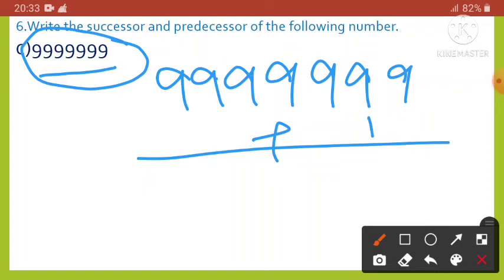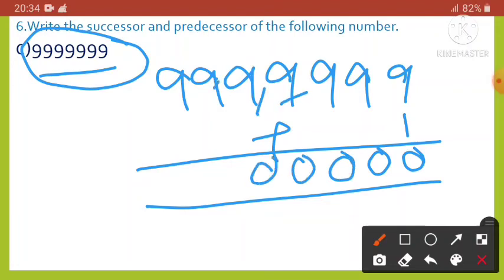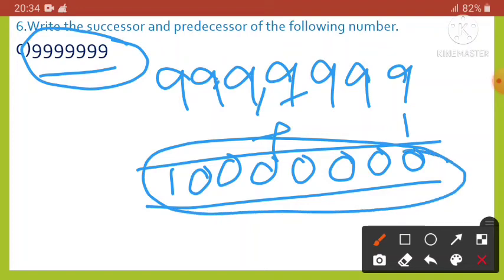So here it will be 1 here, so it will be 9 plus 1 is 10, 1 plus 9 is 10, and so on, so 10. Okay, got it? So this number is the successor number of this number if we add 1 to this number.